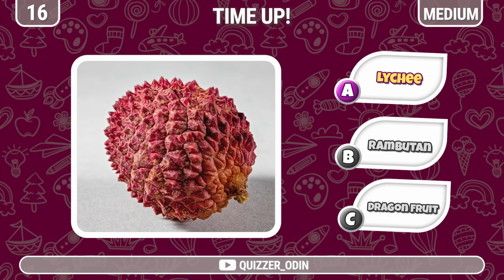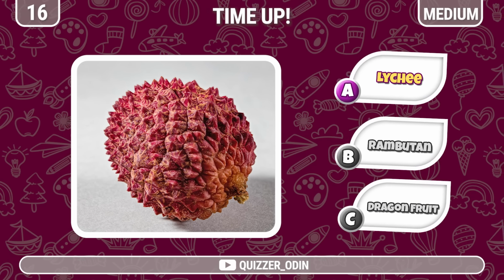Round 24. Which fruit does the shadow represent? An easy riddle, it's cranberry.